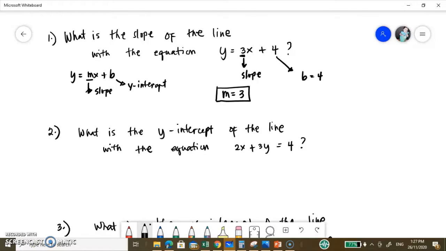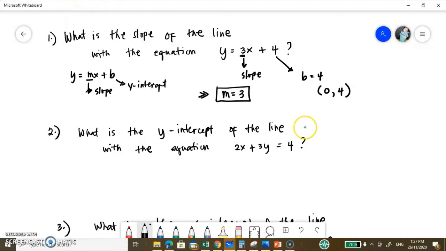In coordinates form, ang y-intercept nyo would be the point where x is 0 and y is equal to 4. So, it would be the point on a line that passes through the y-axis. So anyway, for question number 1, ito lang yung hinihingi.